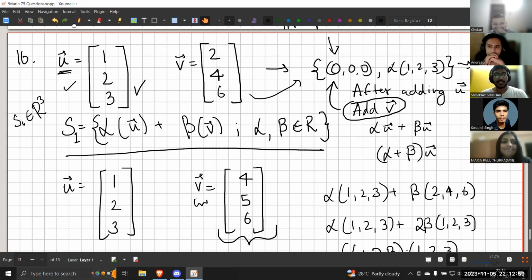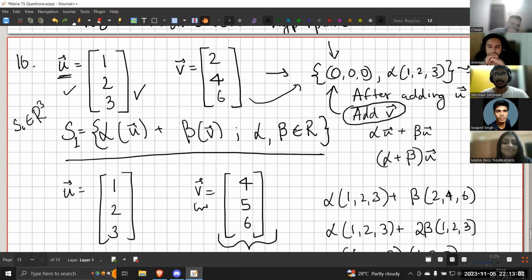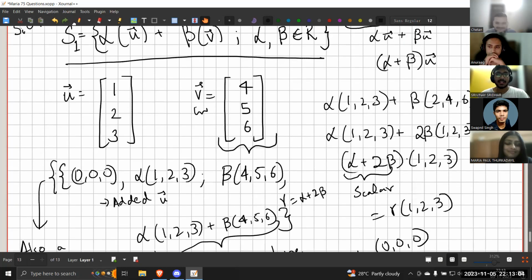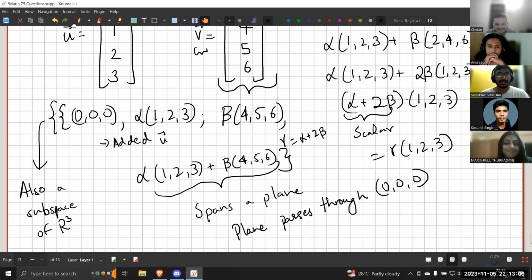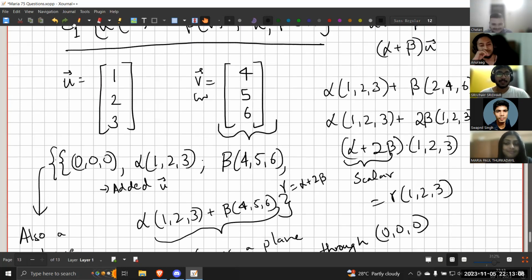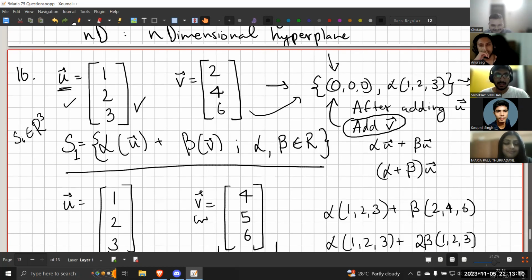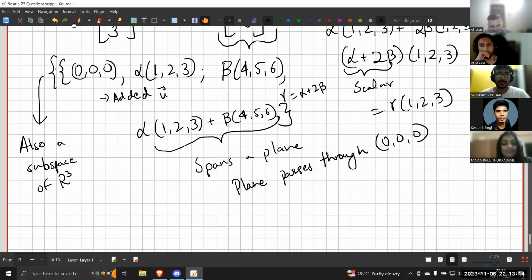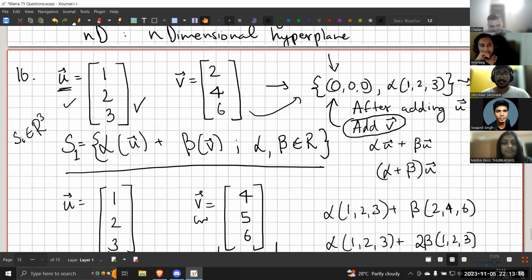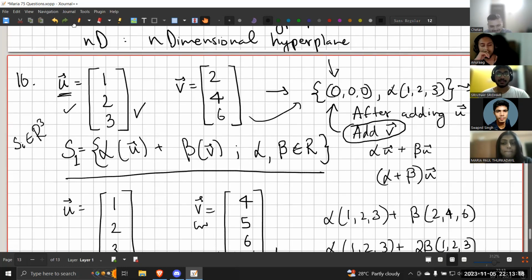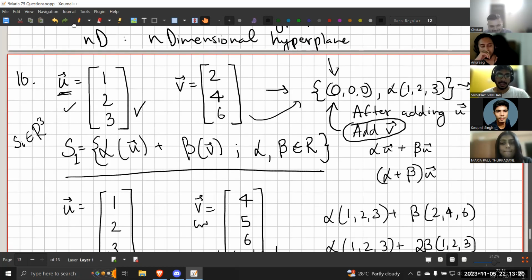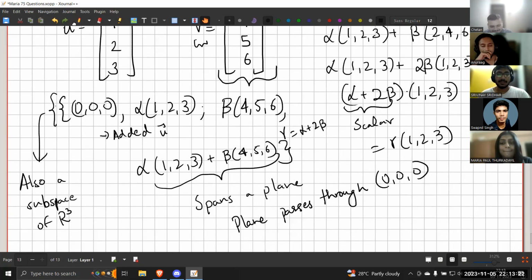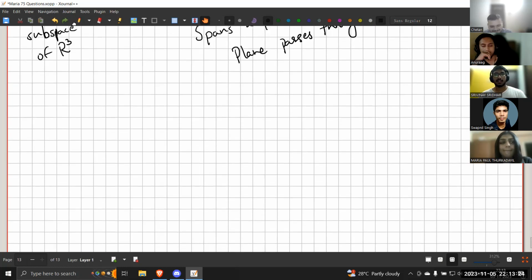That's what we're trying to say. Whenever I take a linear combination of two vectors, it always satisfies the properties of a subspace. So if I take any two vectors in R3, no matter if they lie on the same line or on different lines, they will always create a subspace of R3. But the subspace could be different. For the first example, we saw that the subspace was a line, and for the second example, we saw the subspace was a plane.